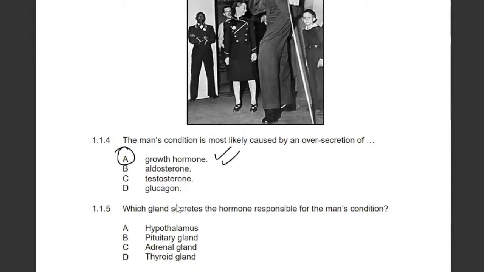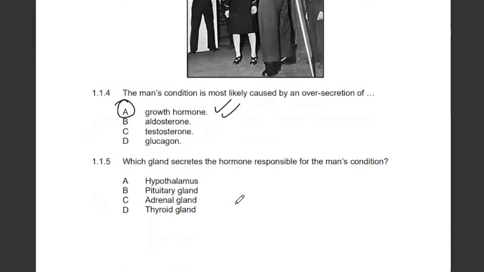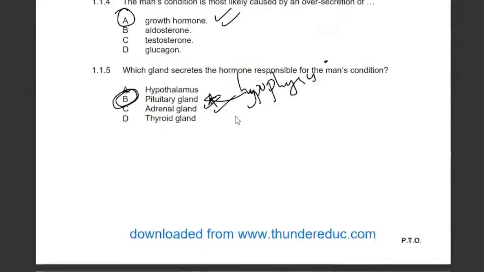Then we go to the next question, which is which gland secretes the hormone responsible for the man's condition? So where is this hormone being produced from? It's being produced from the hypophysis, or sometimes we call it the pituitary gland. Don't forget that the pituitary gland produces a number of hormones. Among these hormones, we have what you call the growth hormone. Therefore, the answer becomes B, and then you get 2 marks there.